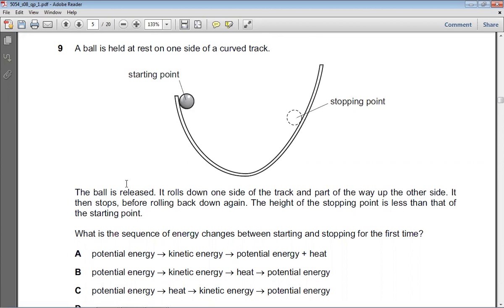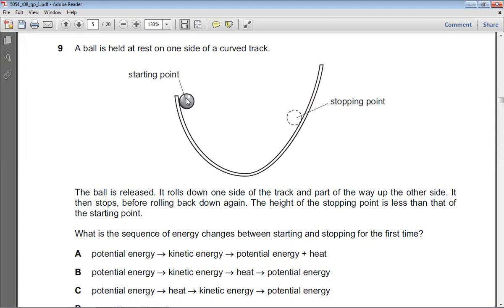The ball is released. It rolls down one side of the track and part of the way up the other side. It then stops before rolling back down again. The height of the stopping point is less than that of the starting point. So whatever is the height here from the ground, the height at this stopping point is less. What is the sequence of energy changes between starting and stopping for the first time?